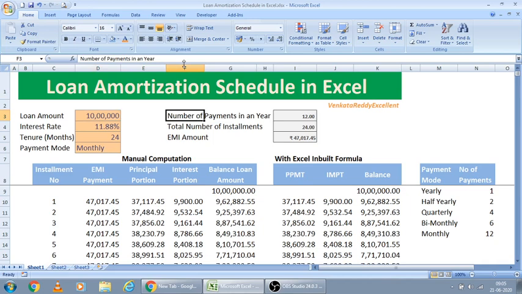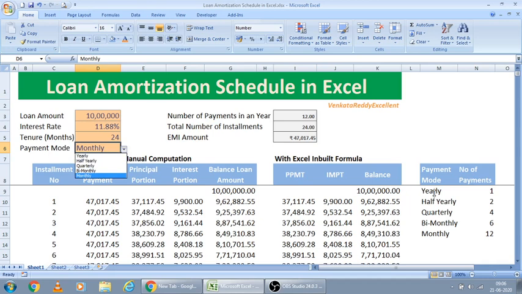Here, for loan amount I have put 10 lakhs. Interest rate per annum is 11.88%. Tenure is 2 years, and I have put the input here as number of months. Prepayment mode, whether yearly, half yearly, quarterly, bi-monthly or monthly, I have given as input here. For this I have given a link by using data validation. I have taken the options from this table, so you can choose any one of them.